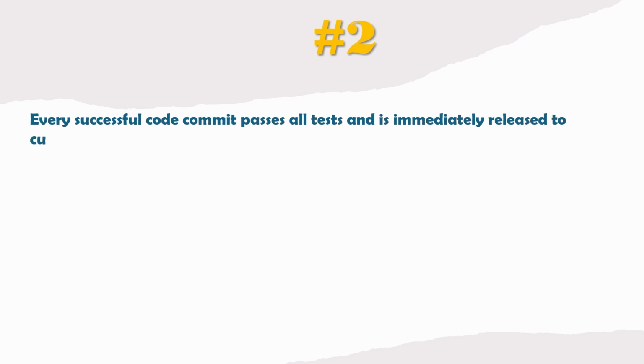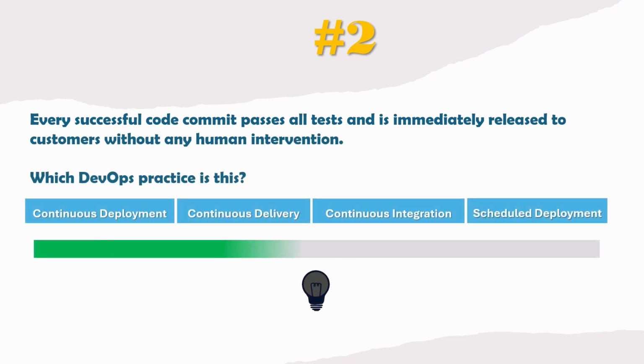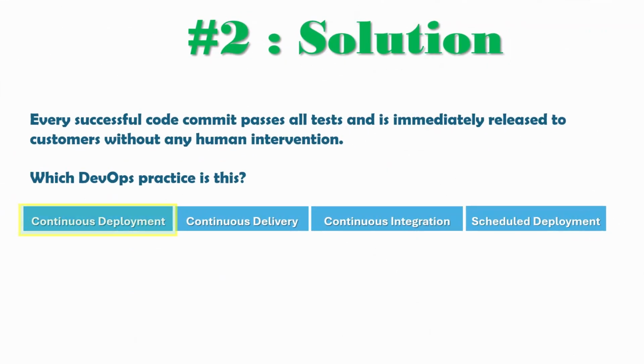Every successful code commit passes all tests and is immediately released to customers without any human intervention. The important clue here is without any human involvement. So every successful change is automatically deployed to production after passing all automated tests. This is exactly what continuous deployment means. There is no manual approval or scheduled release.